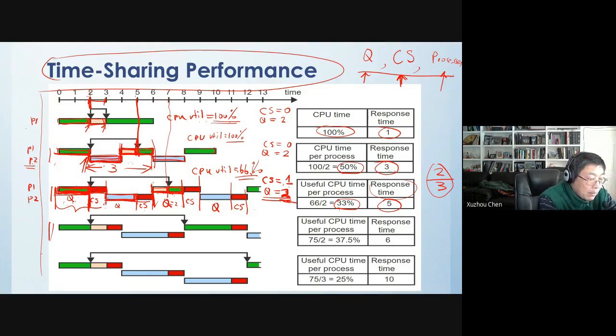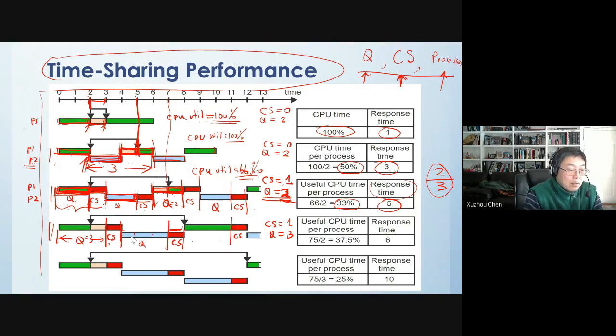Now, this case is slightly different. In this case, the context switching time is still 1. That's the red color. Okay, that's the context switching time. Now the time quantum is 3. So basically you're going to execute for 3 time units, and then you do the context switching. And then you run 3 time units, and then execute the context switching. And 3 time units, execute the context switching. So the time quantum has increased. The time quantum becomes 3. So in that case, what's the total CPU utilization?